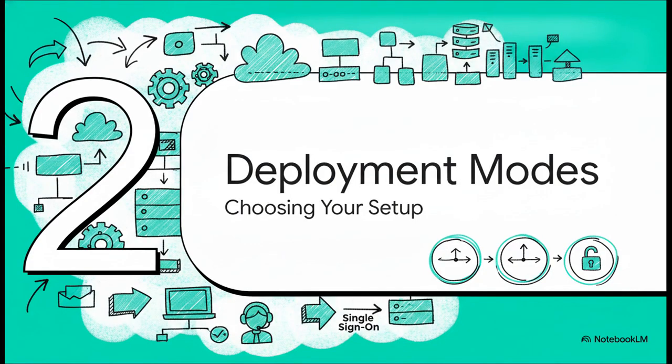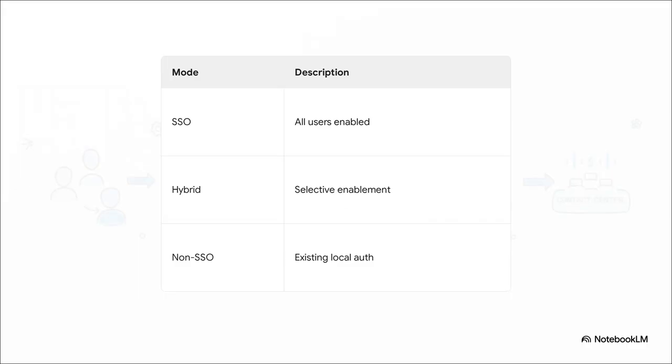Moving right along to Section 2, choosing your deployment mode. So you basically have three available deployment modes to choose from. First, you've got SSO, which just turns it on globally for all agents and supervisors. Then you have Non-SSO, which is basically status quo. It just uses your existing local authentication. But the real powerhouse here is hybrid mode.